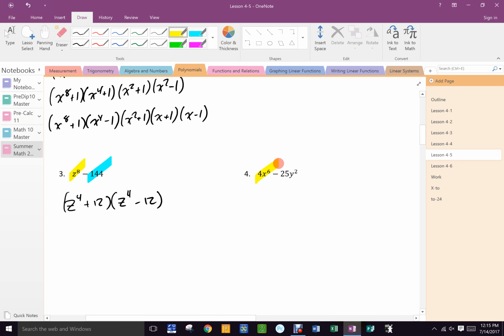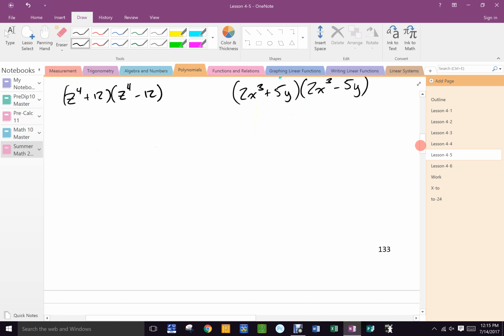Is that a perfect square? Yes. Okay, what's the square root? 2x cubed. Excellent. Is that a square root? What's a square? Plus 5y. Then what? Same thing, except? Excellent. Now, you guys are smart kids. When I leave that much blank space, why is it there?